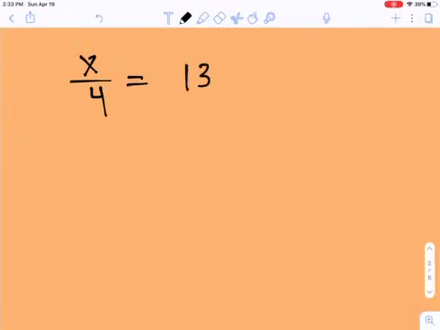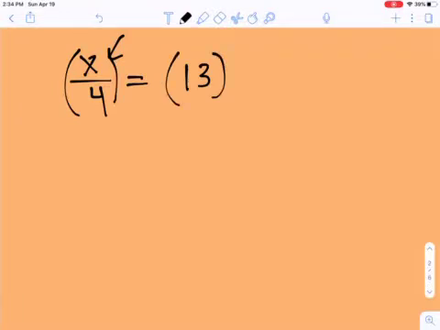The big thing to think about is the information I'm getting from the left side of the equation: I am dividing x by 4. So we always think, what's the opposite of that? What's the inverse of that? Well, the inverse of that is multiplying by 4. So what I'm actually going to do is multiply both sides of the equation by 4.